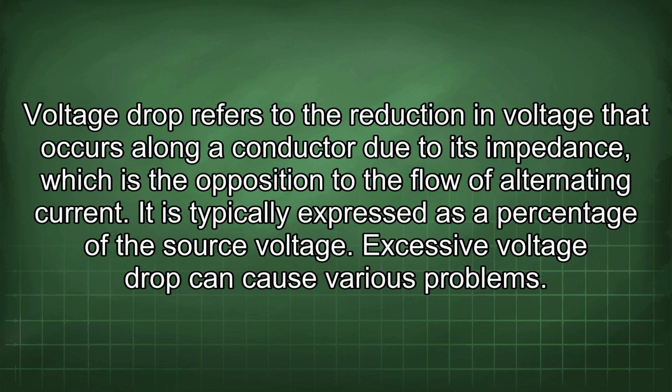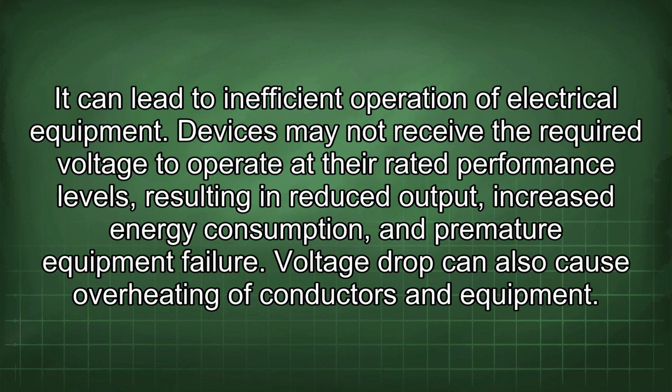Voltage drop refers to the reduction in voltage that occurs along a conductor due to its impedance, which is the opposition to the flow of alternating current. It is typically expressed as a percentage of the source voltage. Excessive voltage drop can cause various problems. It can lead to inefficient operation of electrical equipment. Devices may not receive the required voltage to operate at their rated performance levels, resulting in reduced output, increased energy consumption, and premature equipment failure.